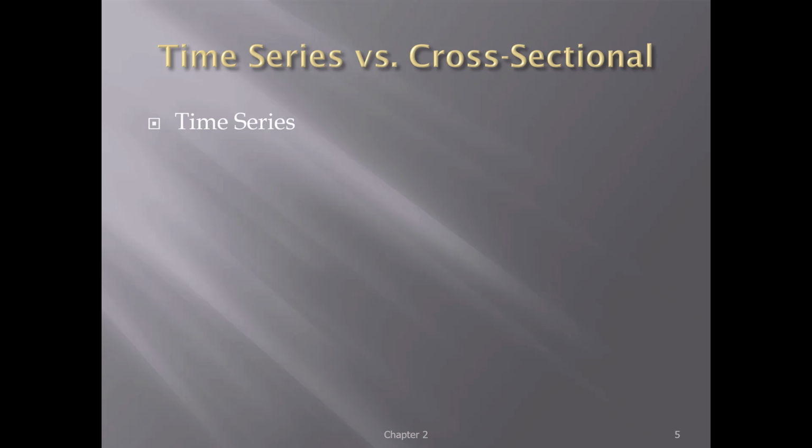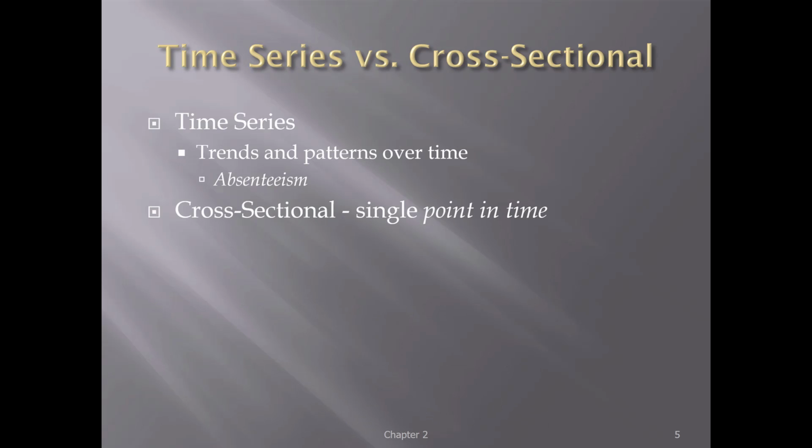So anything over time is considered time series. That's the big difference between time series and cross-sectional. And you can see trends and patterns over time, like stock market or absenteeism, for example. If you want to know about your employees' absenteeism or job satisfaction, maybe something like number of defects, or how job satisfaction has changed over time because there's been a lot of turnover with CEOs.